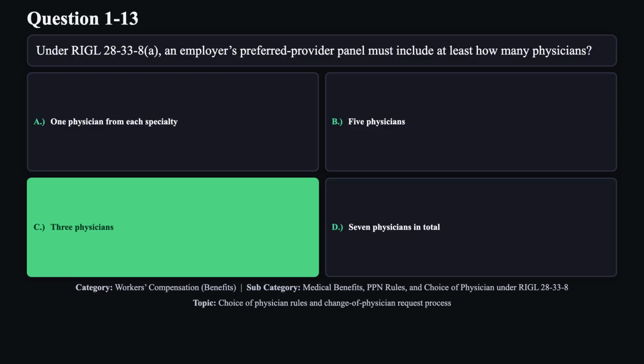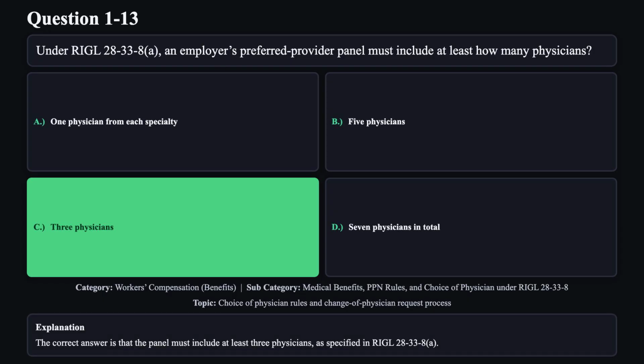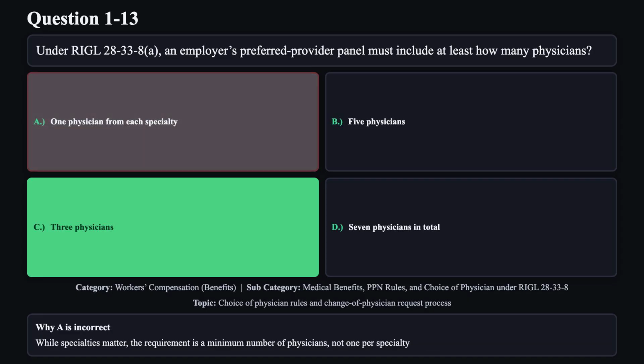The correct answer is C. The correct answer is that the panel must include at least 3 physicians, as specified in RIGL 28-33-8A. Reason A is not correct. While specialties matter, the requirement is a minimum number of physicians, not 1 per specialty.